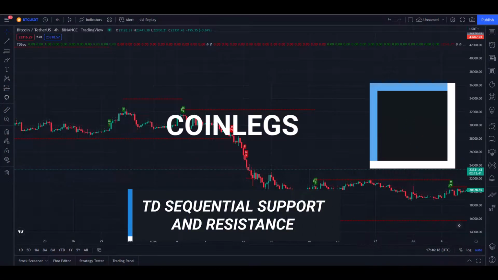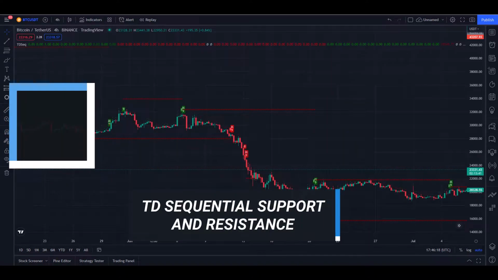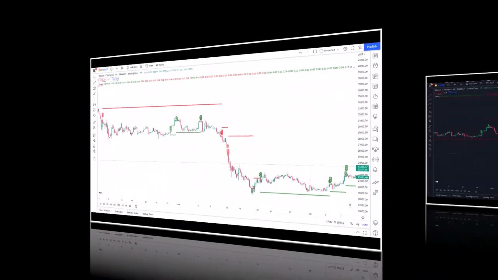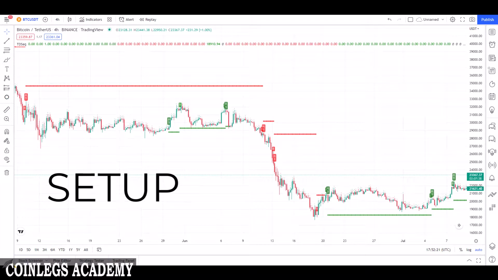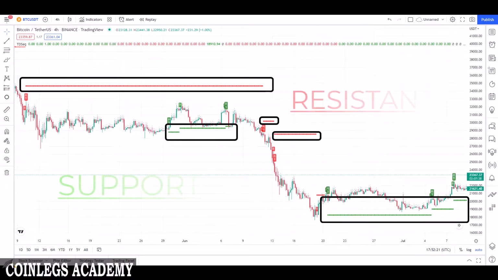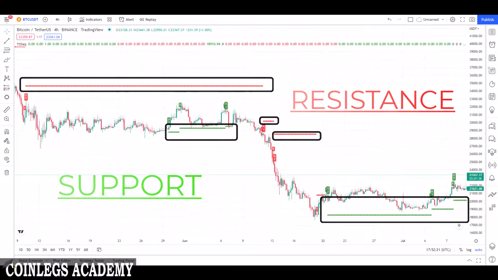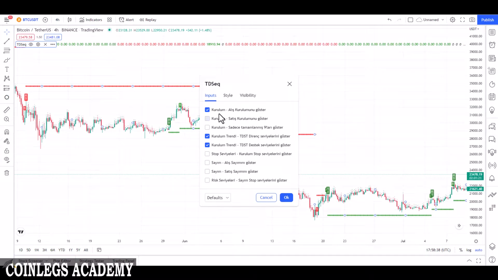Today in this video we will learn how TD Sequential's support and resistance part works. When we first opened our indicator, we mentioned that the first thing that comes up is the setup part. Besides that, we also have zones showing our support and resistance. I will now close the counting and setup part so that I can examine them better for you.